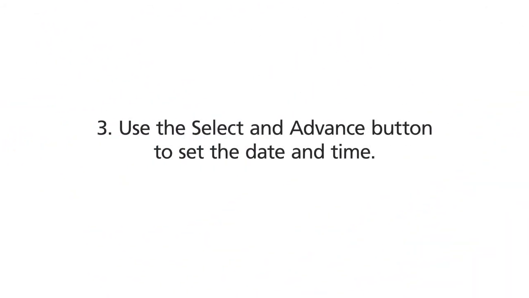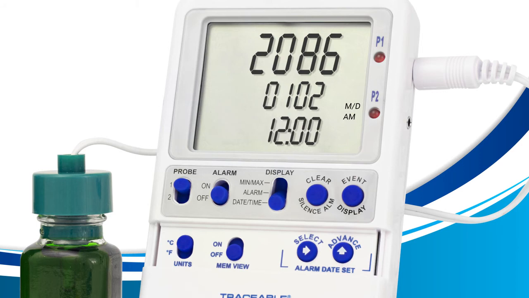Use the Select and Advance buttons to set the day and time. For this lesson, I'm going to insert today's time on my device. The date today is April 12, 2016, and the time will be 2:15 p.m. Be sure to insert your date as we go through each row. Let's get started.